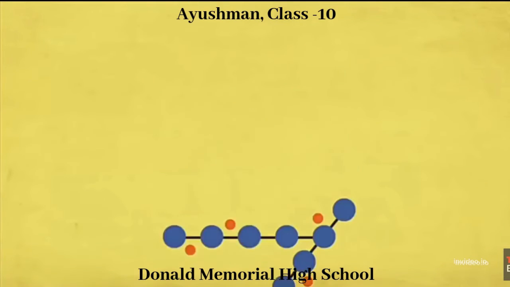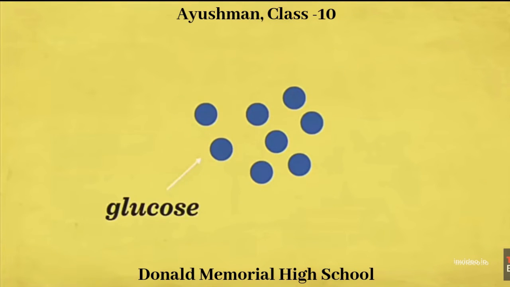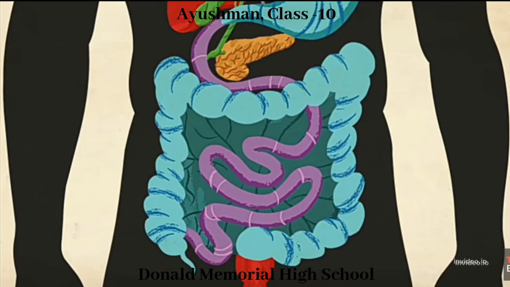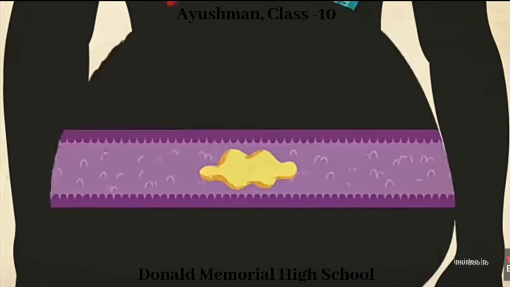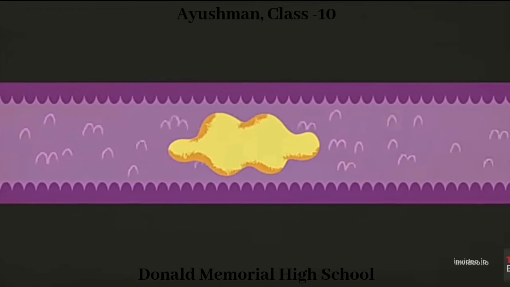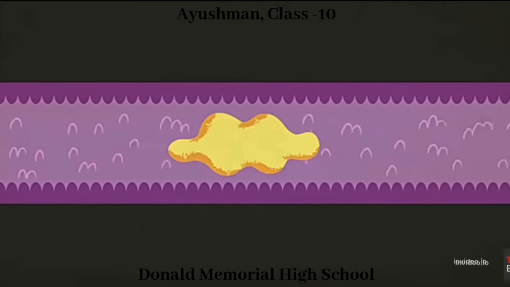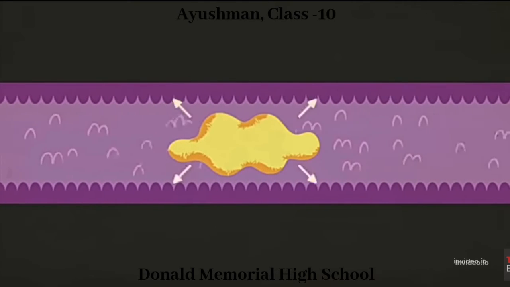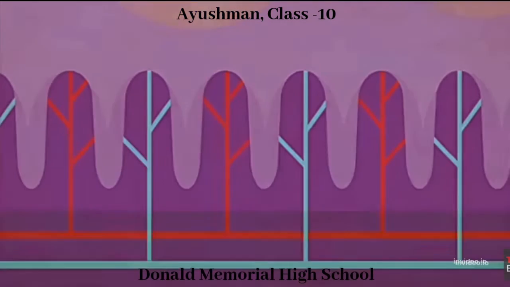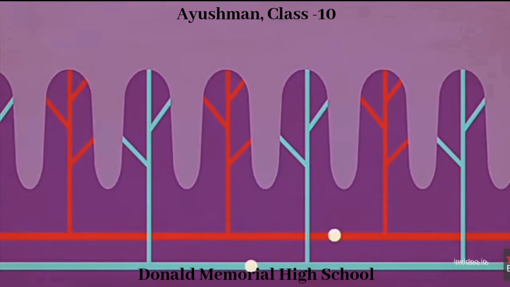From here, the food goes into the next two sections of the small intestine, the jejunum and ileum, where there are small finger-like projections called villi, which are very small and increase the surface area of the intestine. They consist of numerous blood capillaries which absorb the nutrients from the chyme.